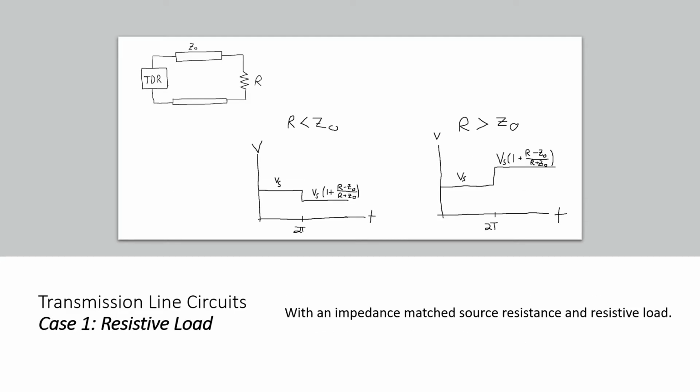For our first proper transmission line scenario, we're going to be looking at a resistive load. In this case, we have two scenarios we really care about here, where the resistance is either less than or greater than the impedance of the transmission line.